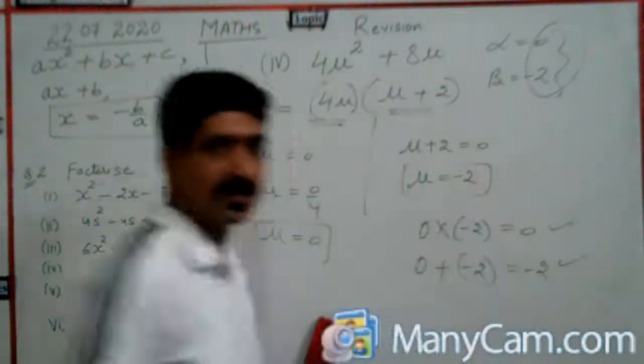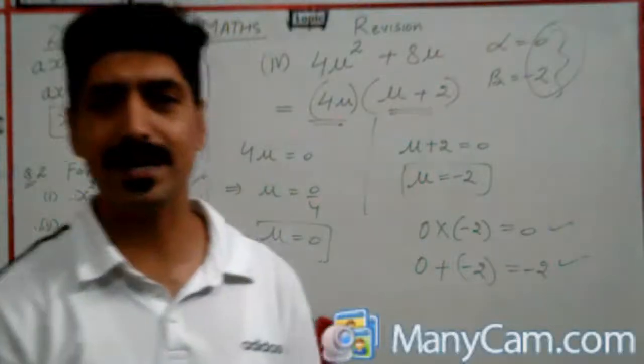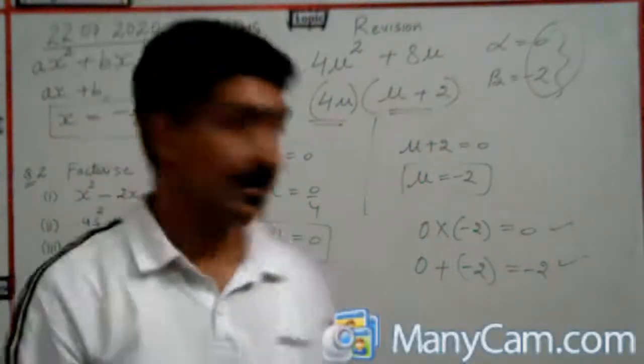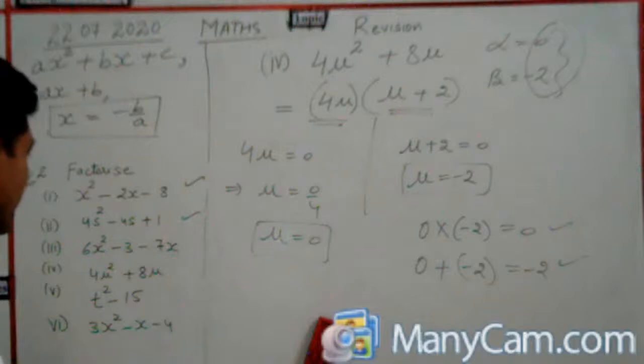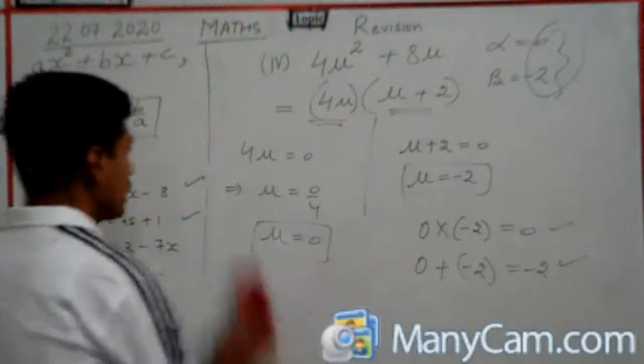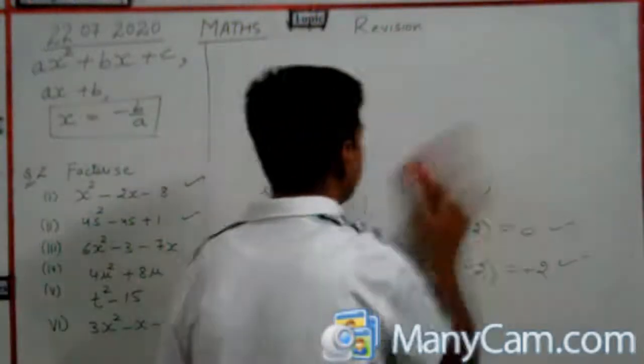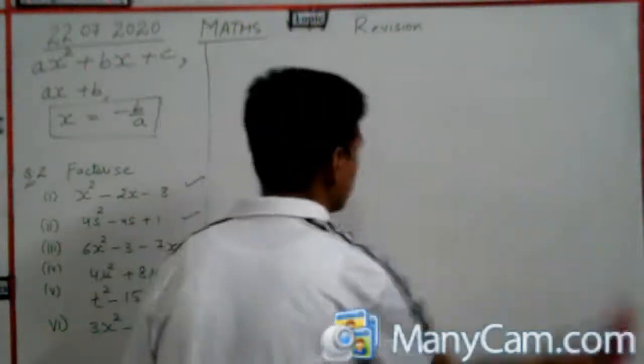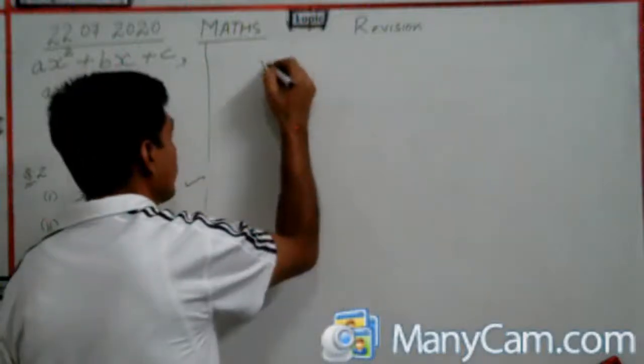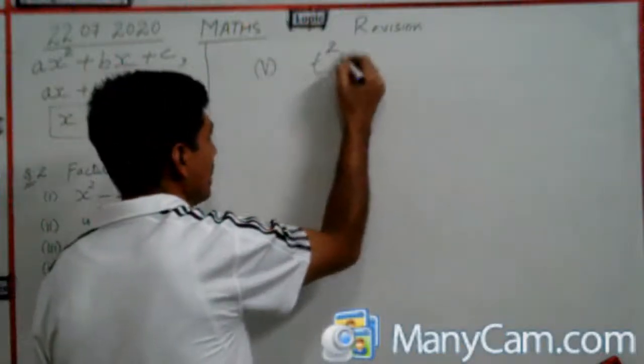And you can check in terms of the coefficients A, B and C. Next one, we have t square minus 15. How to factorize it? That is the fifth part, t square minus 15.